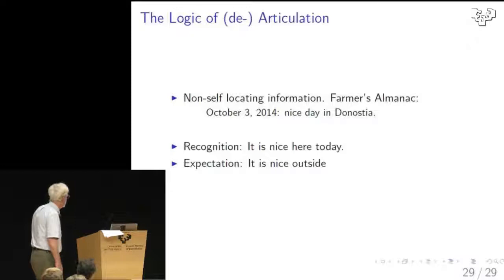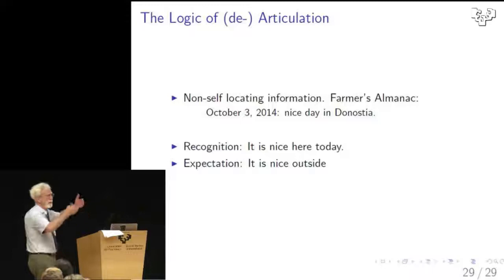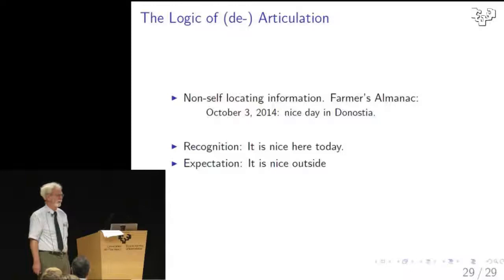I realize it's October 3rd and I'm in Donostia, so I leave it articulated, but I go to a way of thinking that feeds right in to the episode relative roles. It's nice here today. And then I completely de-articulate and get myself into the kind of primitive state of expectation that humans had for thousands of years before they started having dates and days and say, it's nice outside. It will be nice when I go outside. So that's the end, I guess.